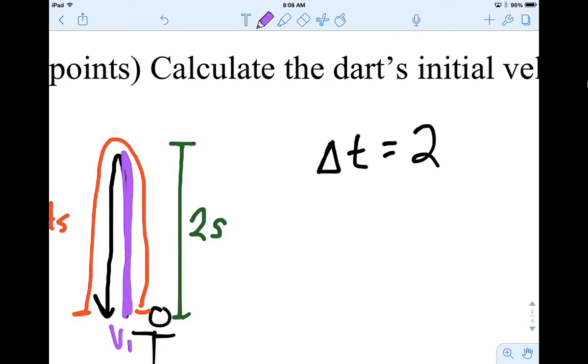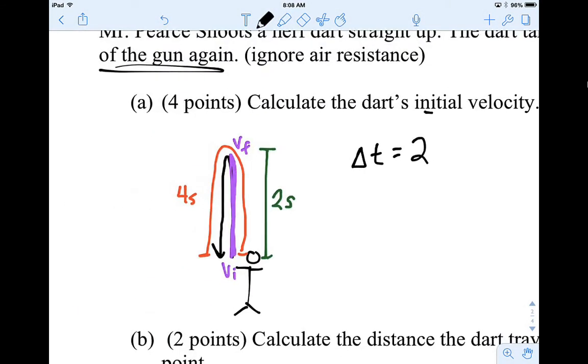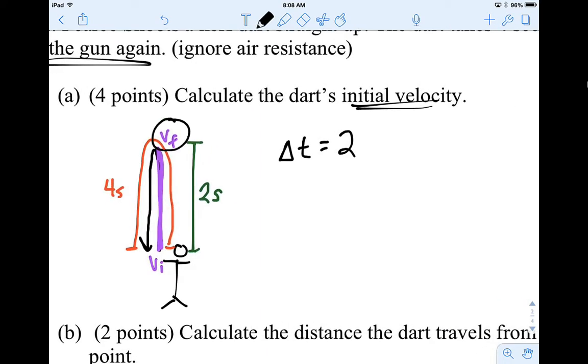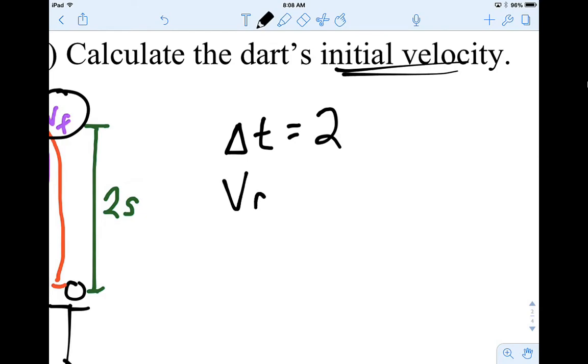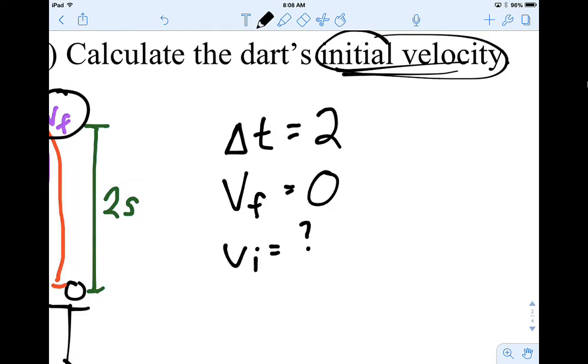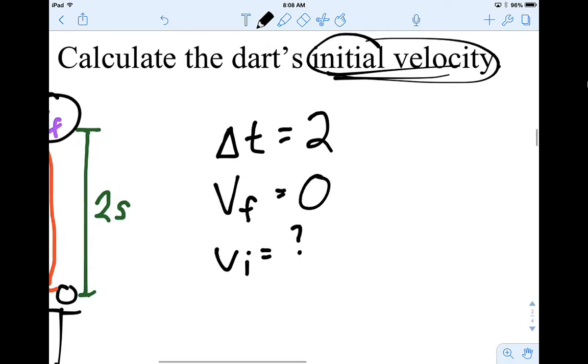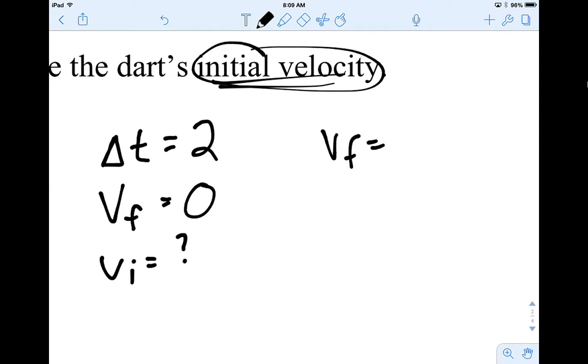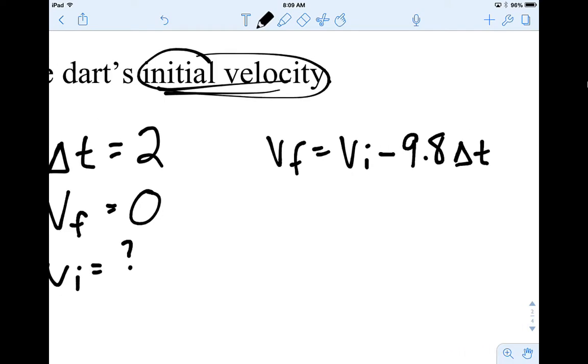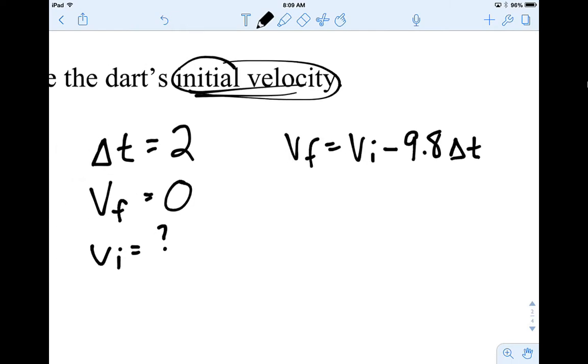And so there's going to be a velocity at the beginning, and there's also going to be a velocity at the end. Now, we don't know the velocity at the beginning yet, and they're actually asking for that velocity, but we do know the velocity at the end, because the velocity at the highest point is always equal to 0. So now I know delta t, I know Vf, and this is asking for initial velocity, so Vi becomes my question mark. So now I have enough to use the first equation. Vf equals Vi minus 9.8 delta t. Now, pay close attention. This is not a delta t squared. It's just a delta t. But now I can plug in.